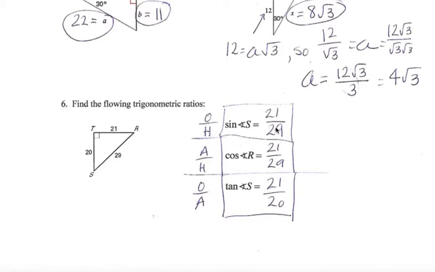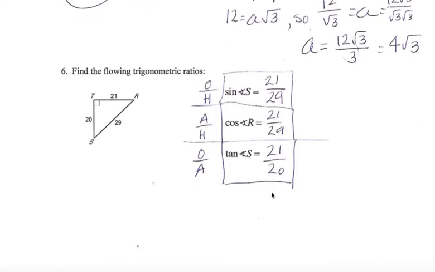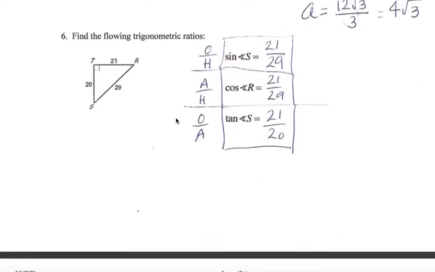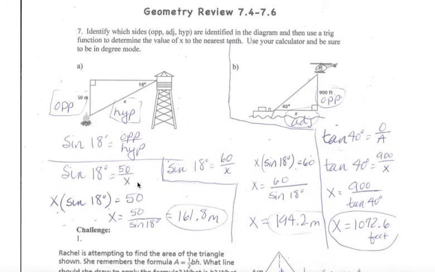That's why the sine of angle S and the cosine of angle R are the same thing, because in reference to angle S, sine is opposite over hypotenuse, 21 over 29. In reference to angle R, the cosine will be adjacent over hypotenuse, which is still 21 over 29. And this is self-explanatory. Opposite over adjacent in reference to angle S. Opposite over adjacent. Okay.